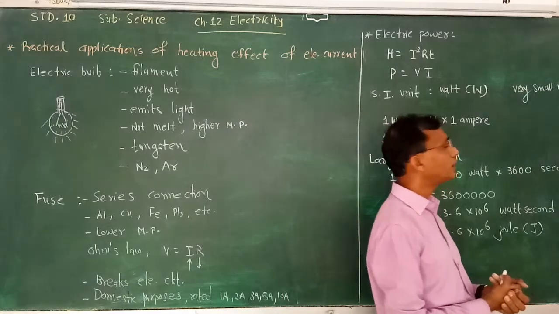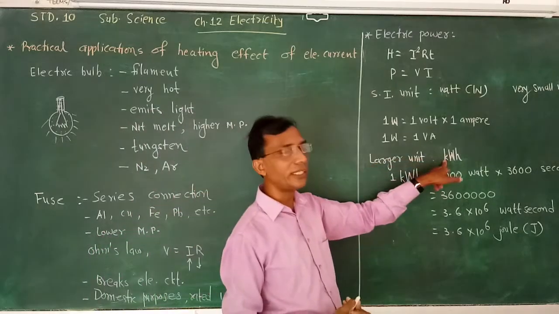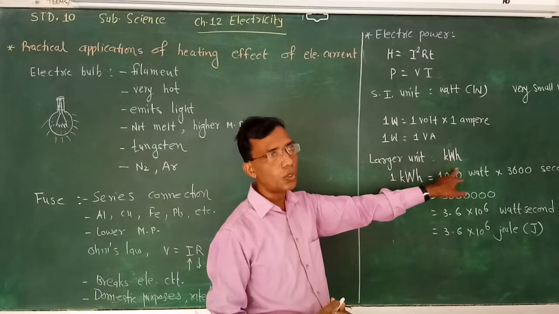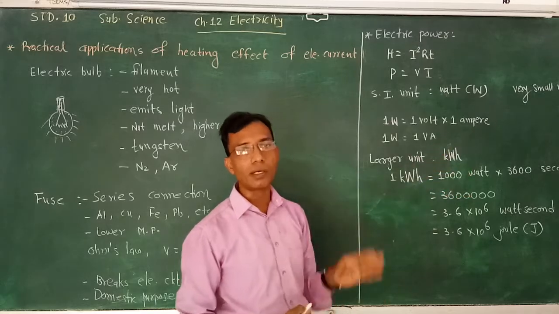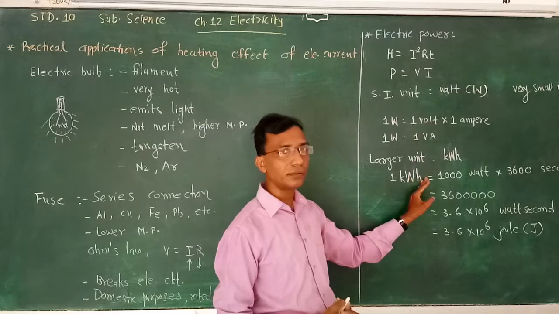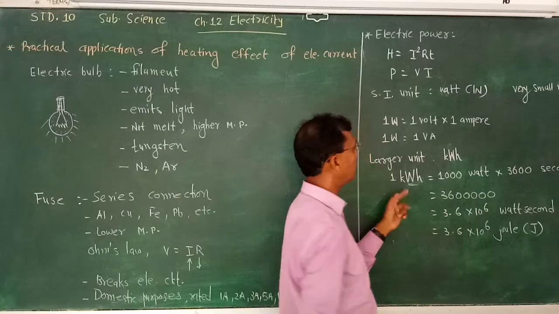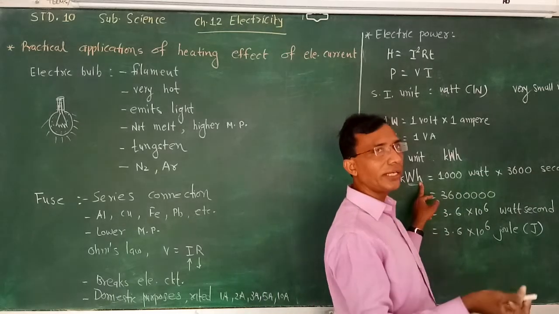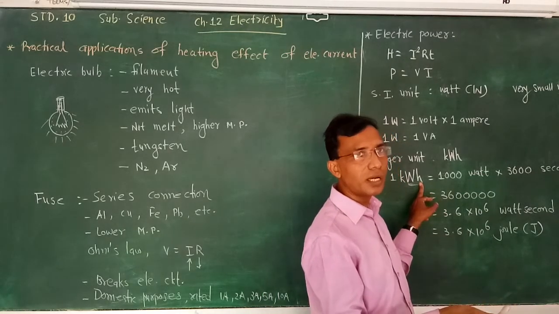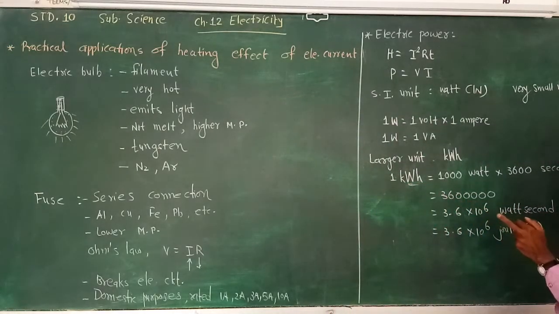That is a larger unit of energy, the kilowatt hour. K means kilo, W means watt, H means hour: kWh, kilowatt hour. Now, 1 kilo means 1000, and W means watt here. The hour is converted into minutes and the minutes into seconds. 1 hour is equal to 60 minutes, and these 60 minutes are converted into seconds.